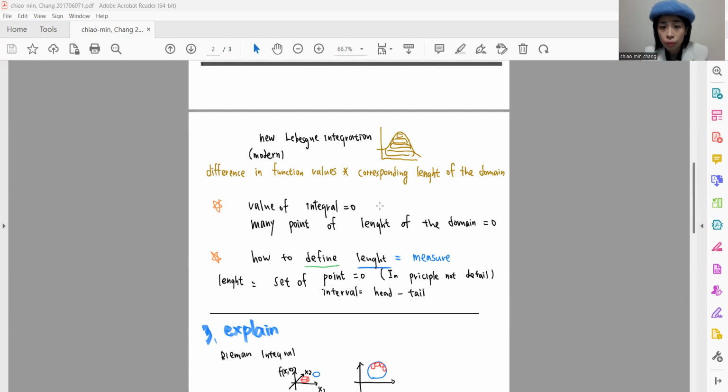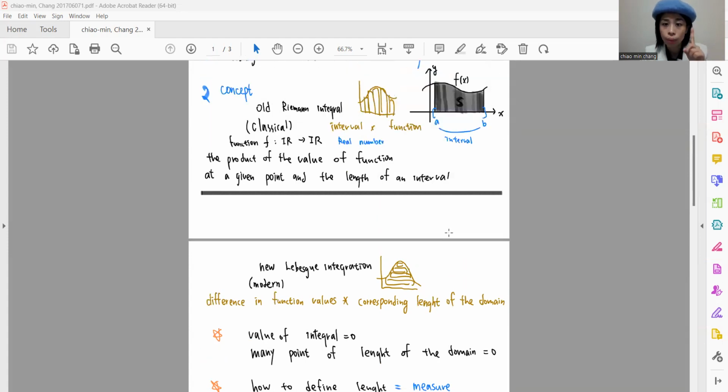One is that the value at a point is 0, and for many points the length of this domain is also 0. The most important thing is how we define this length, this measure, right? So for a point, it's 0 in principle, not in detail, but for a set or interval, we can use the head minus the tail. So it's not only columns and rows.